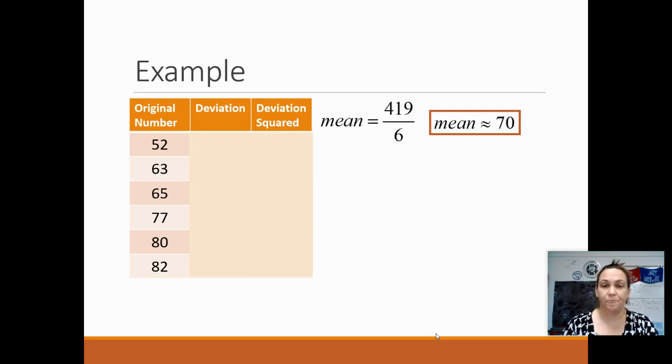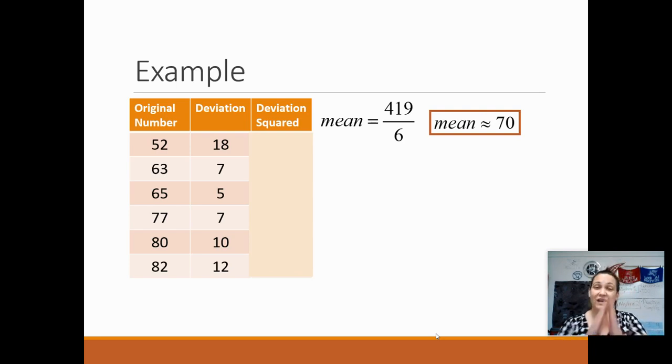All right. Our second step, we're supposed to take each of the original numbers and subtract them from the mean. So 70 minus 52 is 18. 70 minus 63 is 7. 70 minus 65 is 5. Now, when you get to the numbers that are bigger than the mean, you might want to do that number minus the mean. 77 minus 70 is 7. 80 minus 70 is 10, and 82 minus 70 is 12.